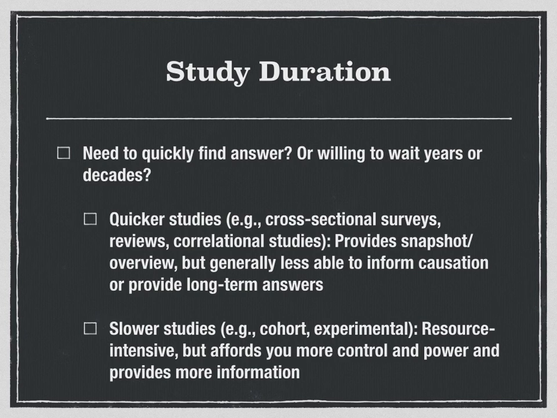However, if you are willing and able to wait longer for your answers, perhaps because the nature of your study question has to do with long-term outcomes, you can conduct one of the slower study types, such as cohort or experimental studies. Usually these study types give you more control and power to design your study and produce more knowledge, especially about causation and long-term effects.